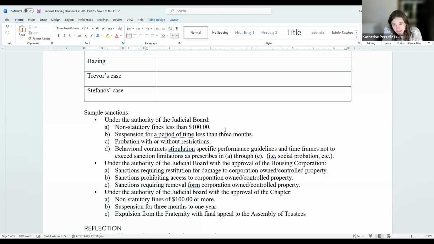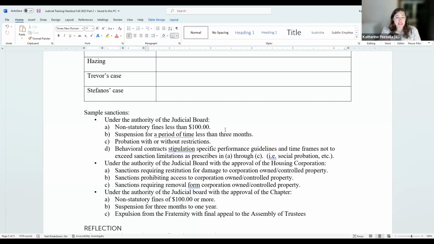If you are a housed chapter, you can work with your house corporation to deal with house related issues that are listed there, like damage to property, ending someone's lease, things like that. But the J board on their own cannot terminate a lease. You have to work in concert with the house corporation because they are the landlord. It's not the chapter. And you can restrict access to the property permanently, or just maybe during certain hours or certain types of events, but you have to work with the house corporation for that. And then you can have the chapter hearing process, which can give you fines of $100 or more, suspend for between 3 months and a year, and expel from the fraternity, like we talked about earlier.